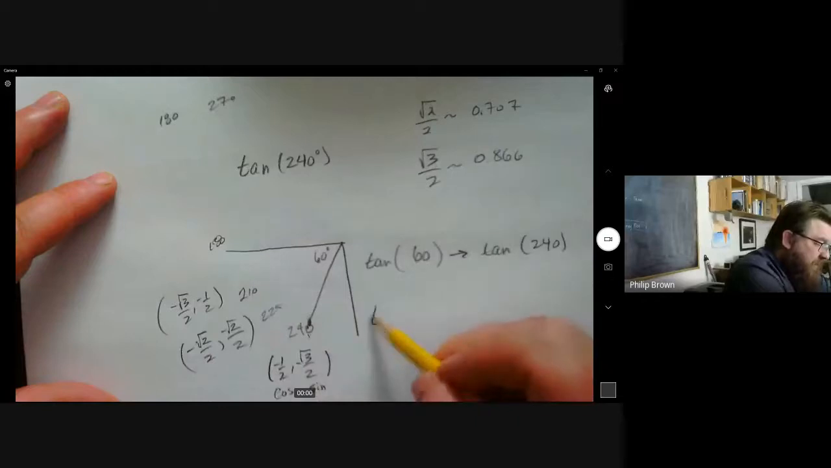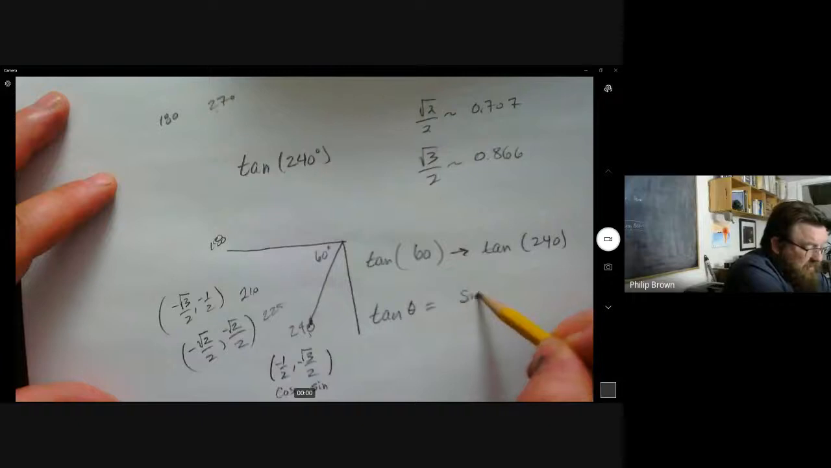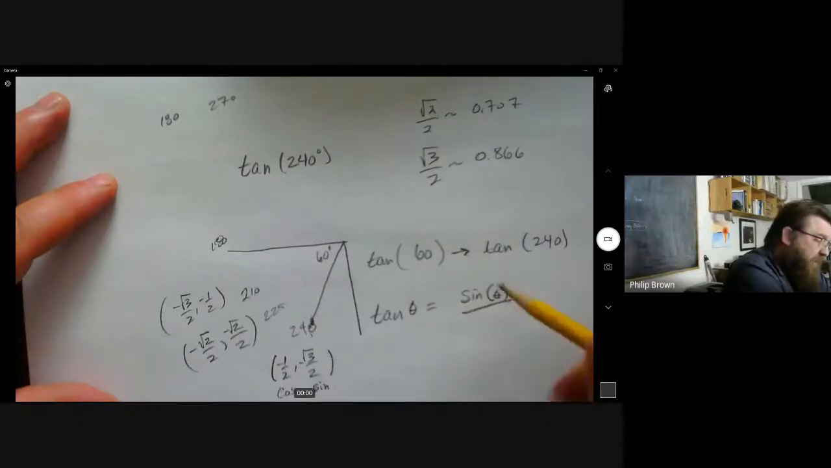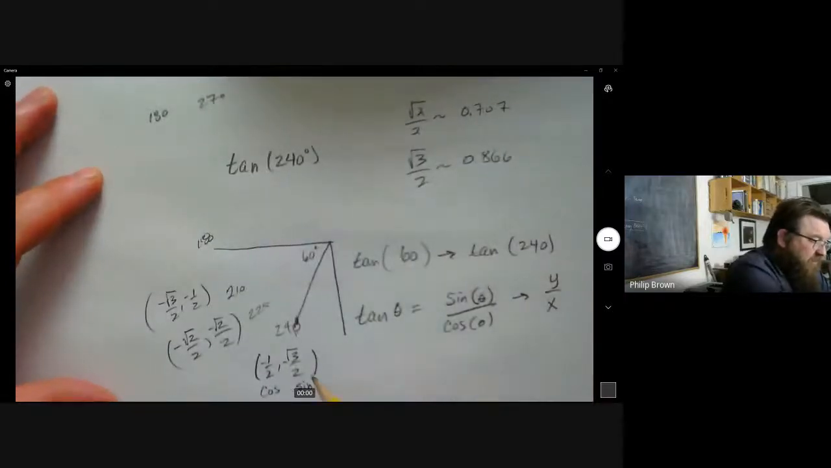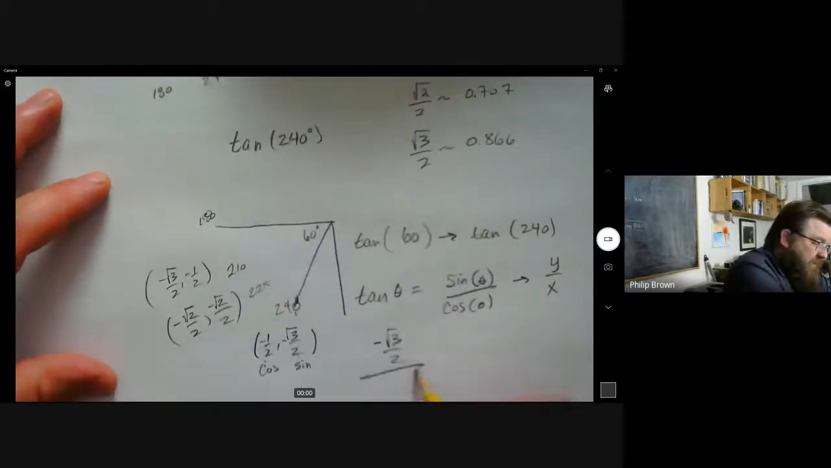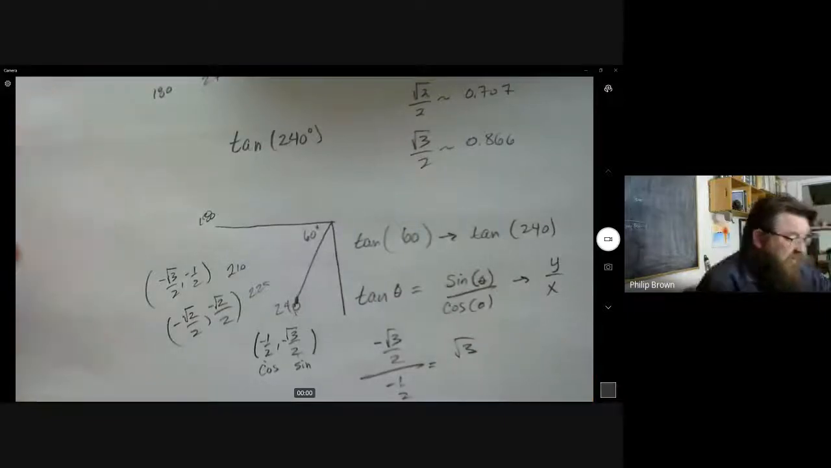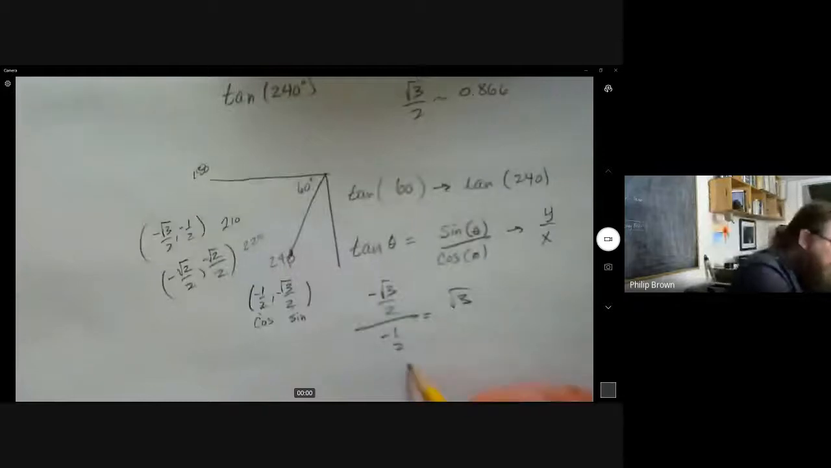One of the things about tangent you also have to understand is that the tangent of an angle is equal to the sine of the angle divided by the cosine of the angle, or on the unit circle, y over x. So it's going to be y over x. So negative root 3 over 2 divided by negative 1/2. I believe that's just equal to the square root of 3, because you multiply by the reciprocal, right? And let's just reduce, and a negative times a negative is positive.